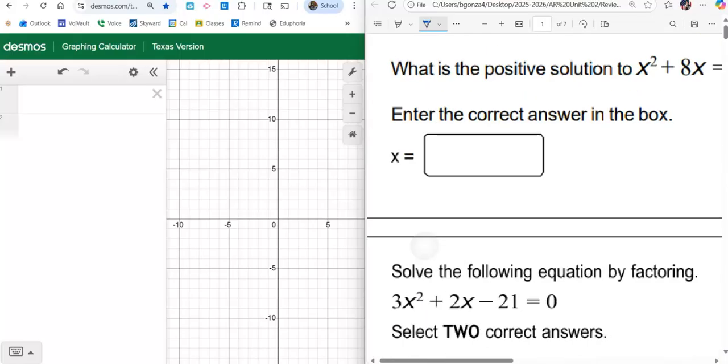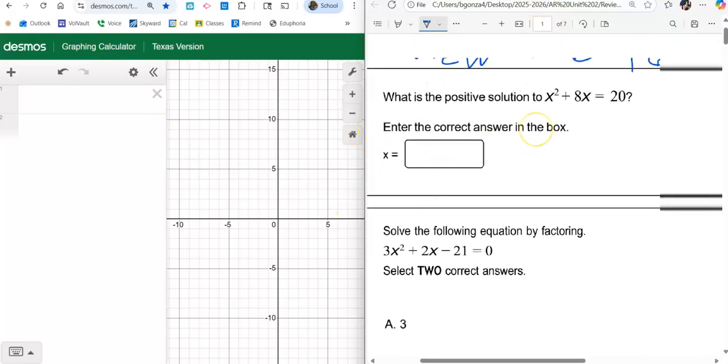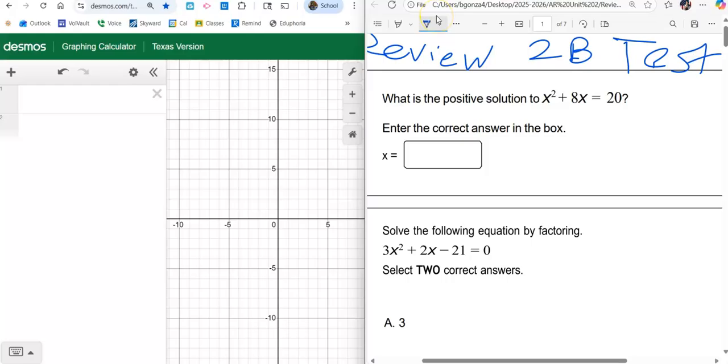First things first, what is the positive solution of 8x squared plus 8x equals 20? First things first, does this equal 0? No. So what do I have to do first to solve this? To get this equal to 0, I have to subtract 20. Subtract 20. Cross that out. X squared plus 8x minus 20 equals 0.